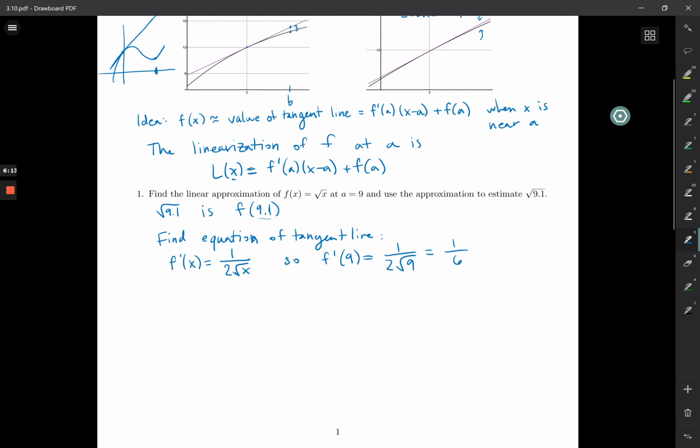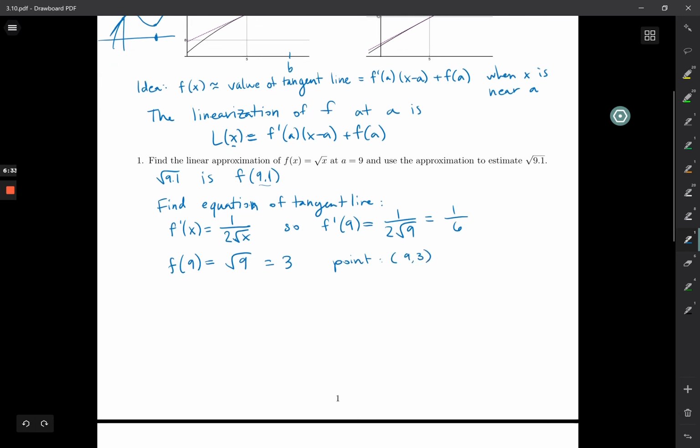We are given the x value, but we are not given the y value for the point, so we have to plug 9 into f to get that, which is just 3. Okay, so our slope is 1/6 and our point is (9, 3). And now we just write down the equation of the line. So I guess I'll do this in 2 steps. We will do y minus y1 equals m times x minus x1. And then just moving that 3 to the other side, we get an equation for the tangent line.